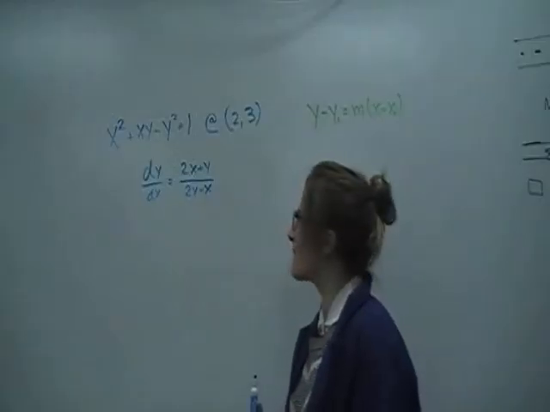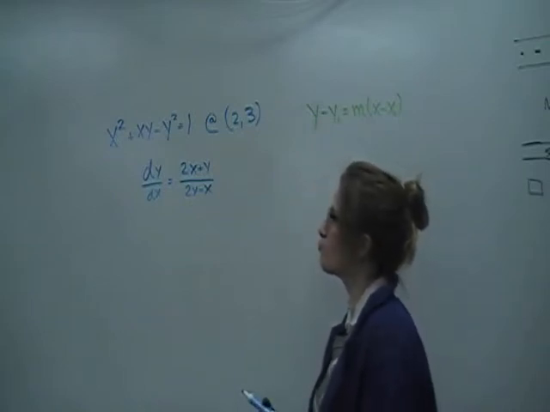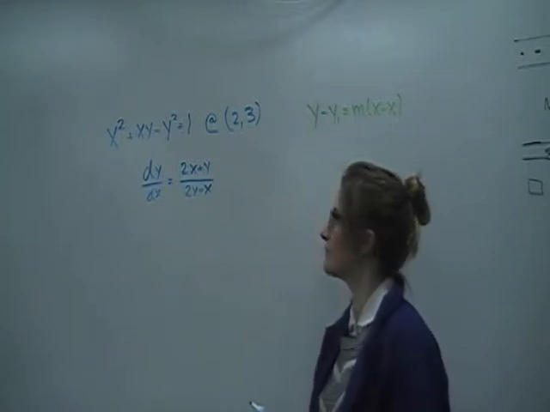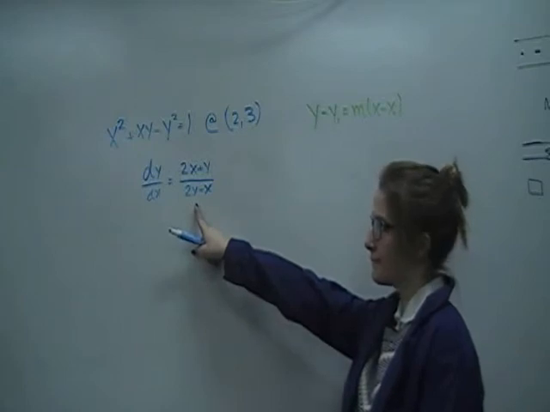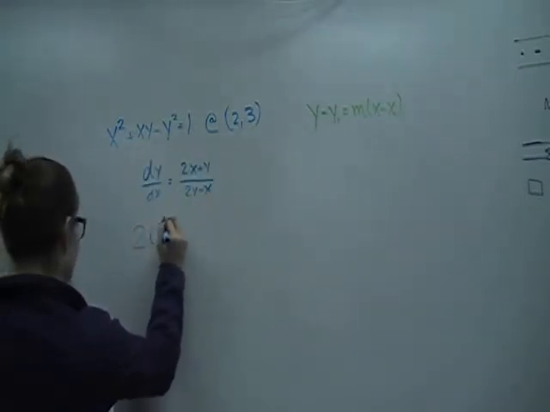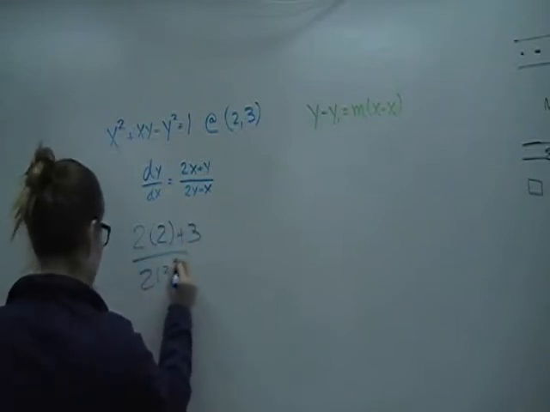Equation of the tangent and normal line of the function x squared plus x times y minus y squared equals 1 at the point (2, 3). The first step is to take the derivative of the function, which we have shown here. Then plug in the point (2, 3) into that derivative equation, and this solves for your slope.